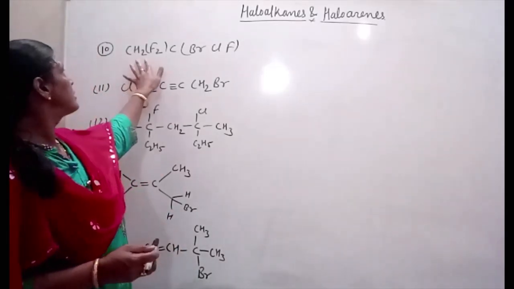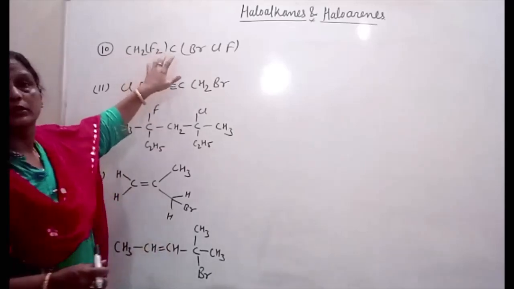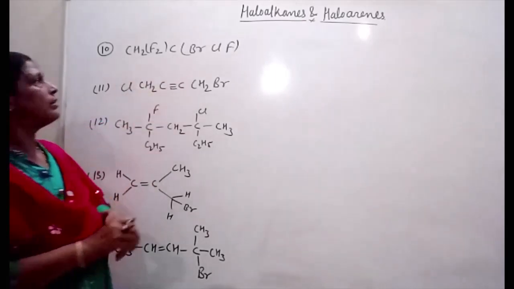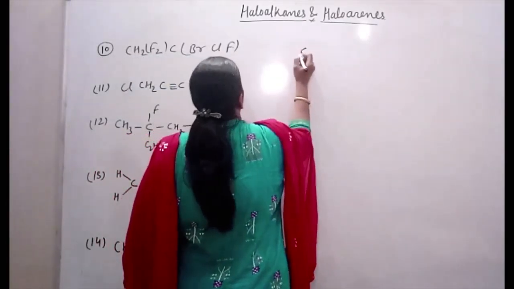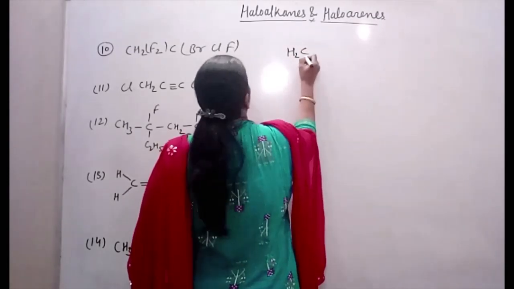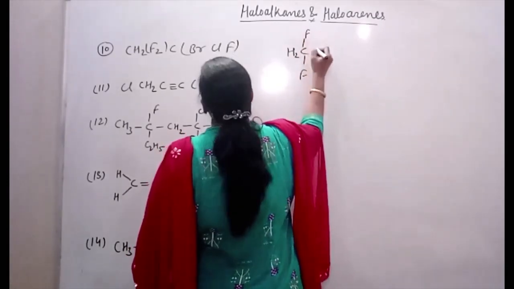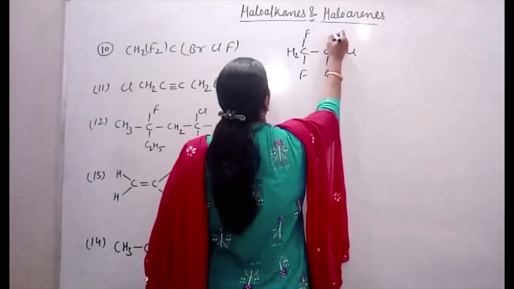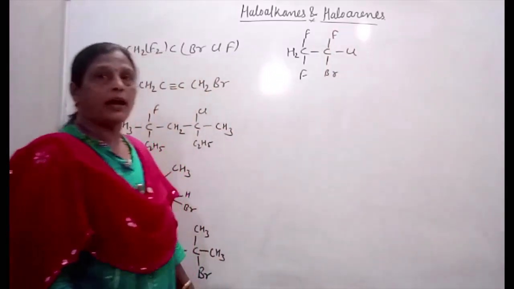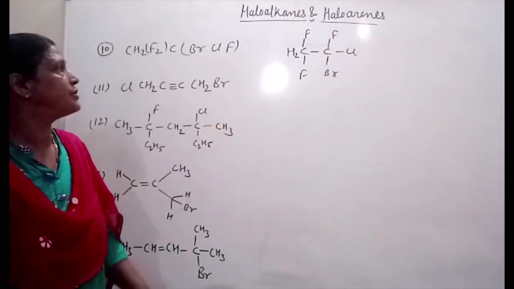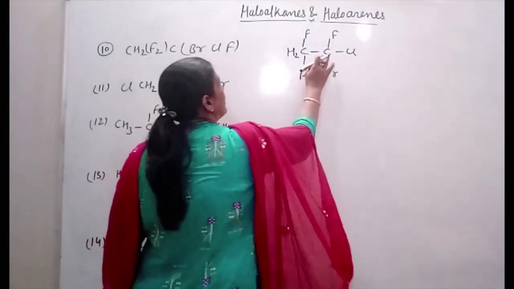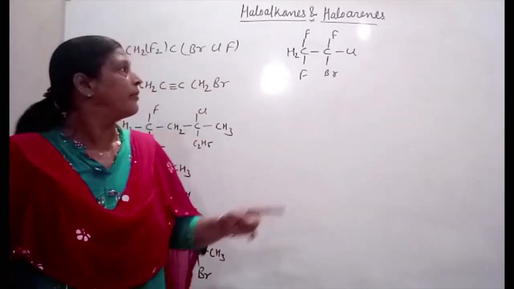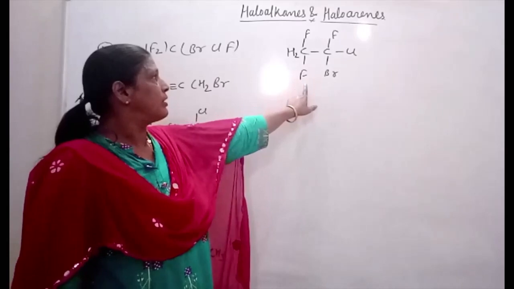In this compound, it is clear by looking that this is a complex compound. First of all, you write the compound in this manner: CH2, F2, C, Br, Cl, F. Now you identify its parent chain. Here only 2 carbon atoms are present, so the parent chain is a 2 carbon atom chain. But from where will you give it numbers?